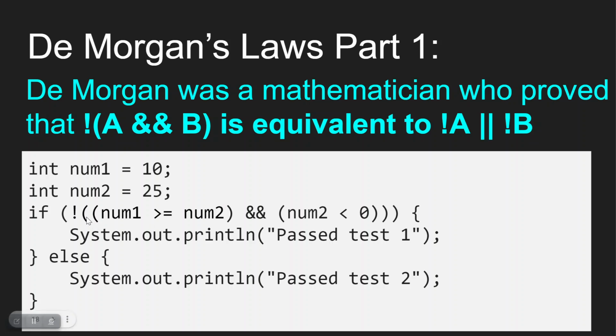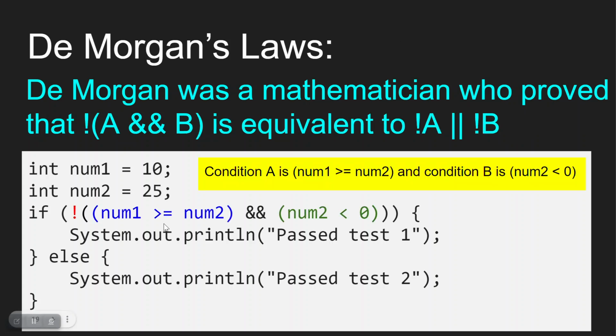So if I take my not sign right here and I say, well, this is condition A, what is not A? Well, not A would be flipping our math signs in the middle here. So making this num1 is less than num2 is going to help right there. So condition A is num1 is greater than or equal to num2. Condition B is num2 is less than 0. But we want to get rid of that not. We want to distribute that not, and we want to apply De Morgan's law.